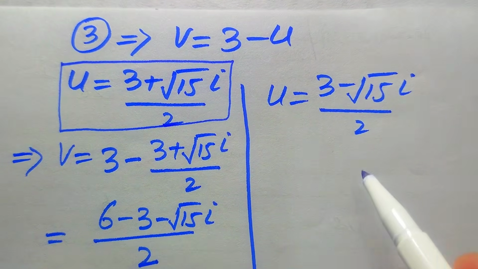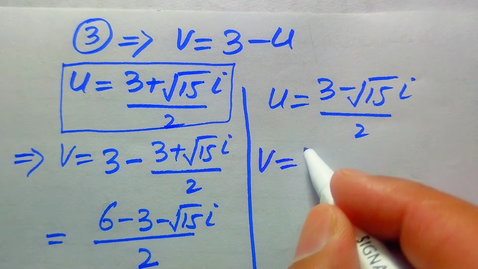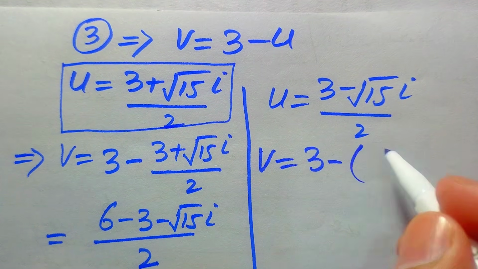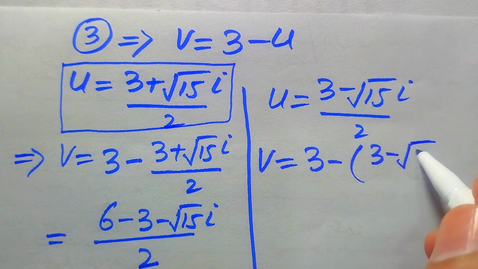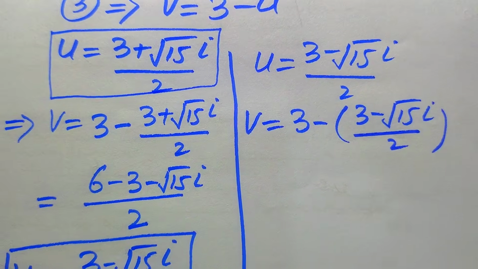So in the same pattern we use this other value of u here, and we obtain v equals 3 minus u, where the value of u is 3 minus square root of 15 iota, divided by 2.